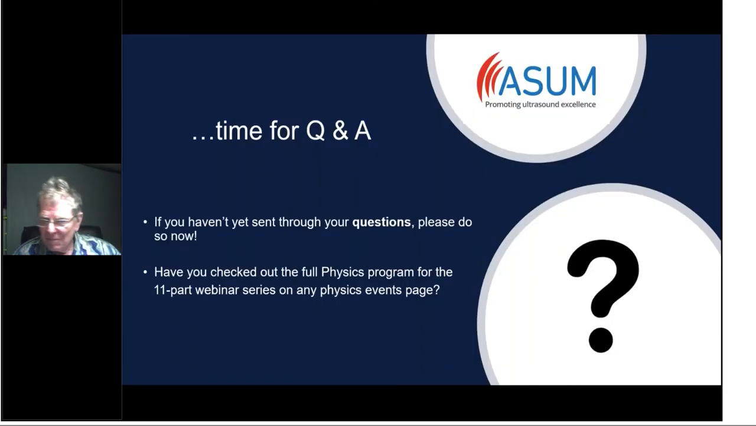All right. So we've got a question here. What actual axial and lateral resolution could I expect from my machine? Well, obviously it's going to depend on quite a few things. As I said in the session there, it's going to depend a lot on the frequency of the probe. So I'll give you an example, perhaps. Let's suppose you had a 3.5 megahertz transducer.